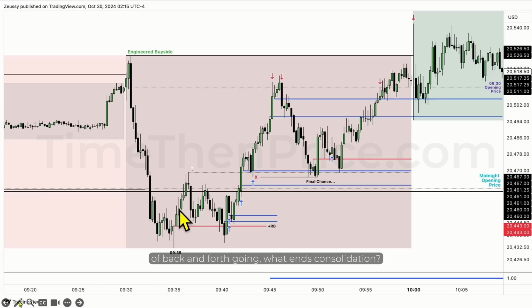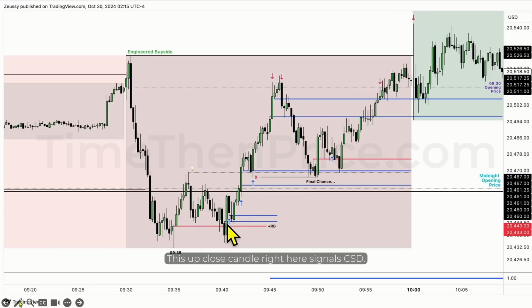What ends consolidation? SMT ends consolidation. Investigate the market relationship on this low formation right here. We see the market reprice into this CB right here, as outlined on the 1 minute chart as well. We form a high there. The market has a drop lower trading into that bullish rejection block based upon the 1 minute chart. And we then see the market displace higher.